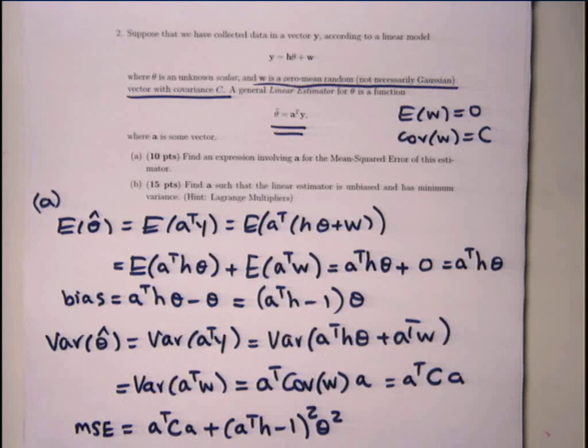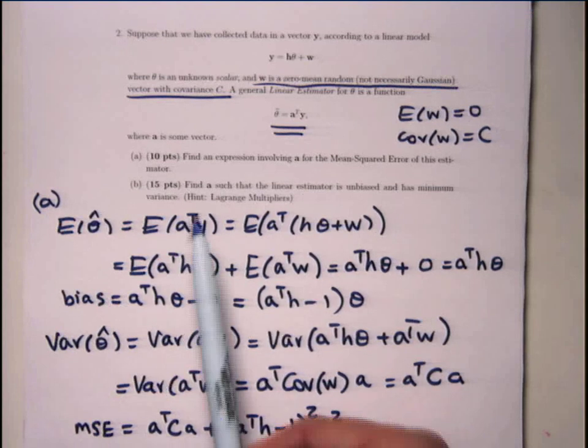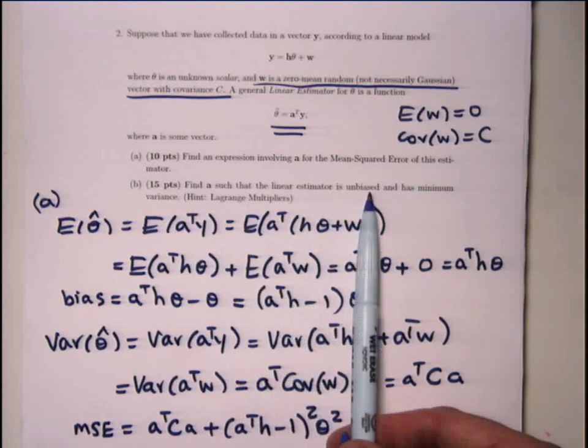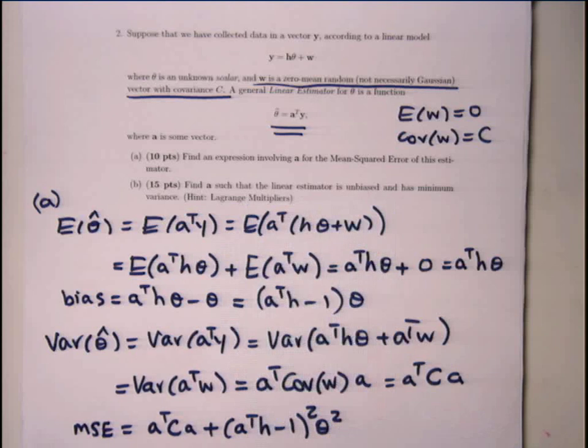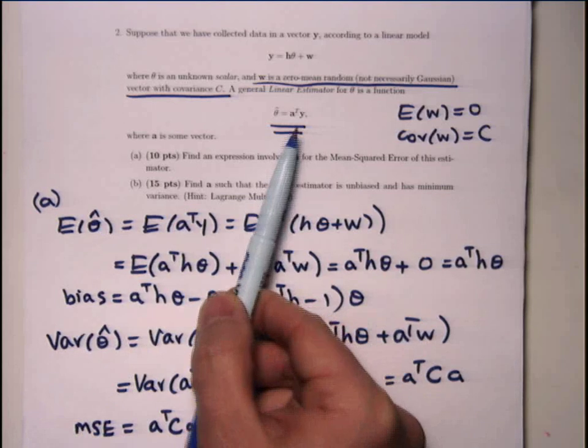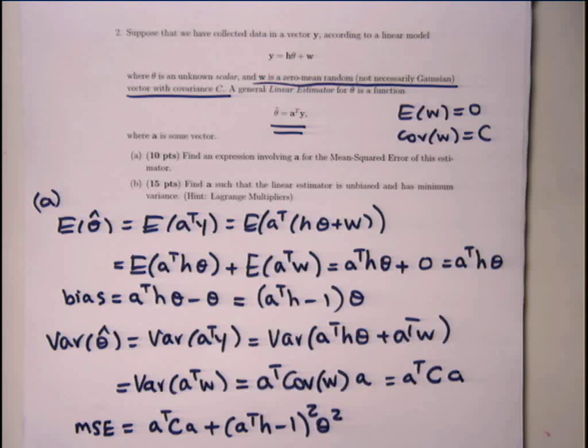Okay, so part B is a little bit more challenging maybe. It says find A such that the linear estimator is unbiased and has minimum variance. So in other words, you're being asked to find the minimum variance unbiased estimator for this problem. And remember, the estimator is not arbitrary. The estimator has a particular form. It's linear. Okay? So what you're being asked to do is to find the linear, unbiased minimum variance estimator. Let's see if that's doable.